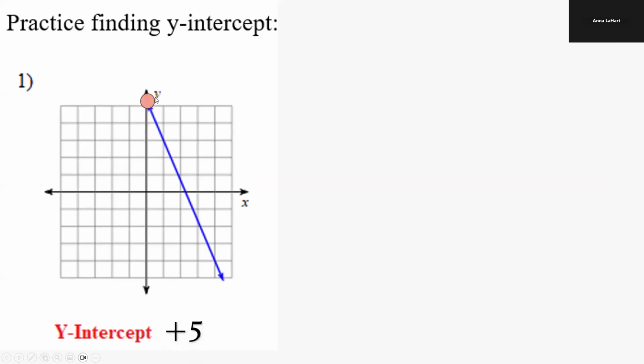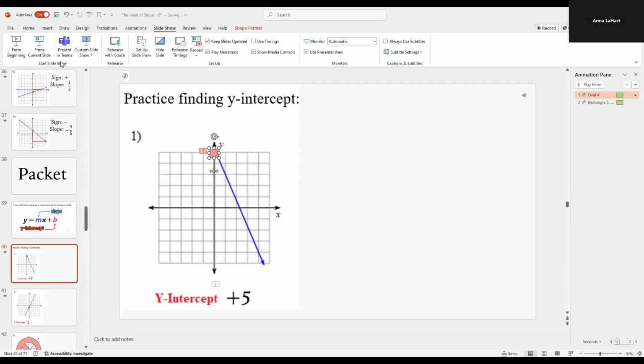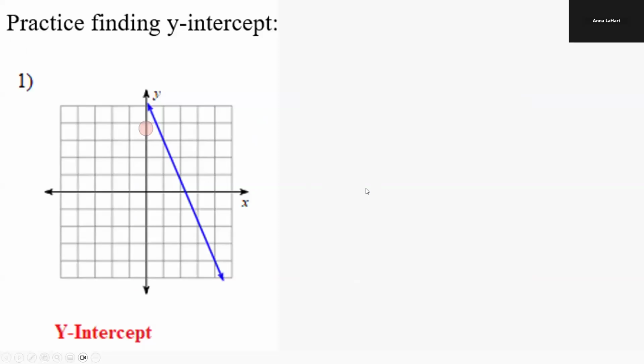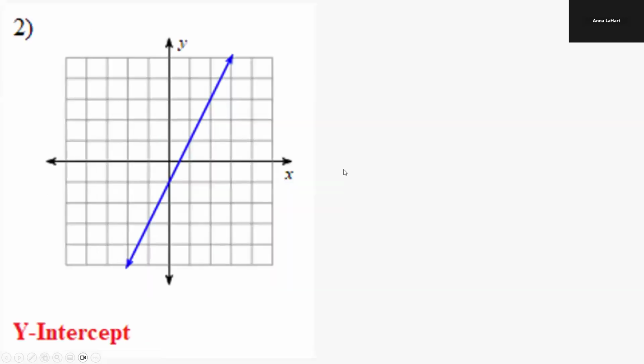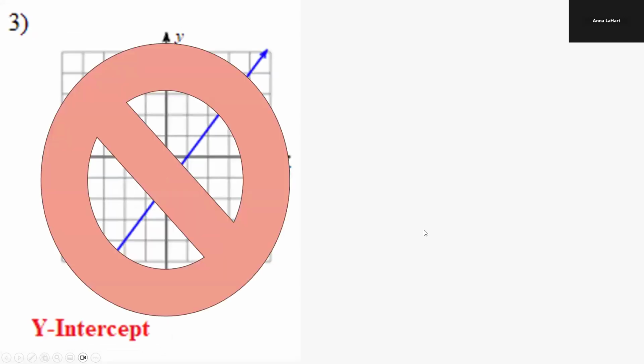5. And I also think I should move that point down. Move that point down. There we go. Okay, that right there is a positive 5, right? 1, 2, 3, 4, 5. The y-intercept of this equation is 5. This next one, okay, again, where is it on the y-axis? Right there, which is what? -1.